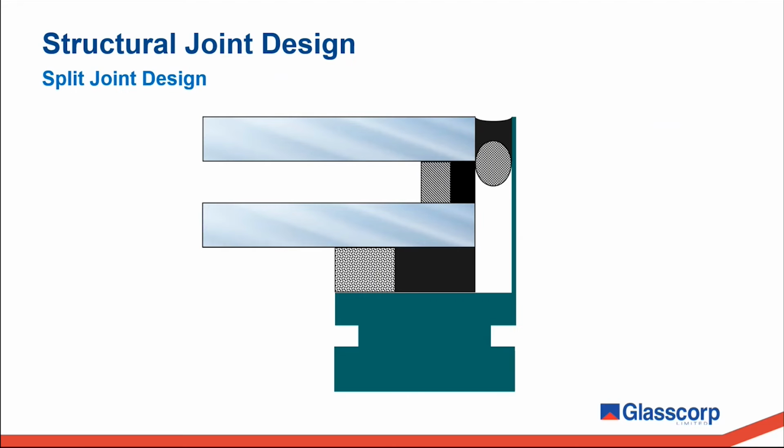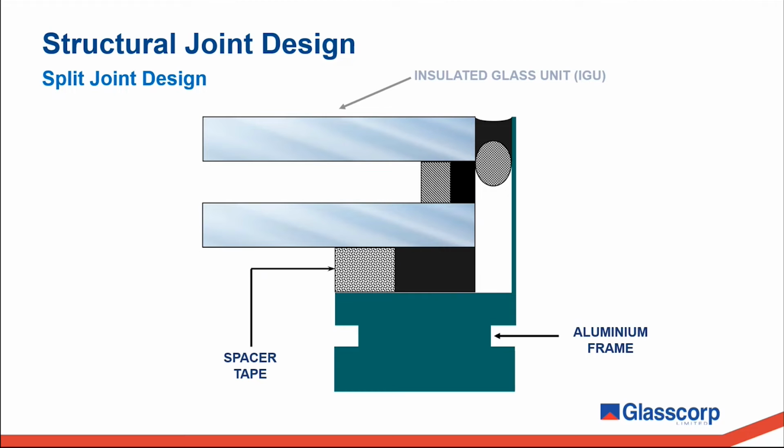Now let's take a look at the different elements that comprise a standard structural joint design. Firstly, we have here what is called a split joint design. Running through the different components, you have your aluminium frame, the spacer tape. We supply high density PVC foam tape suitable for structural glazing. This is designed to support the weight of the insulated glass unit, or IGU, which rests on top. Next, you have your structural silicone applied against the spacer tape. This is what is being used to bond the IGU with the aluminium frame.